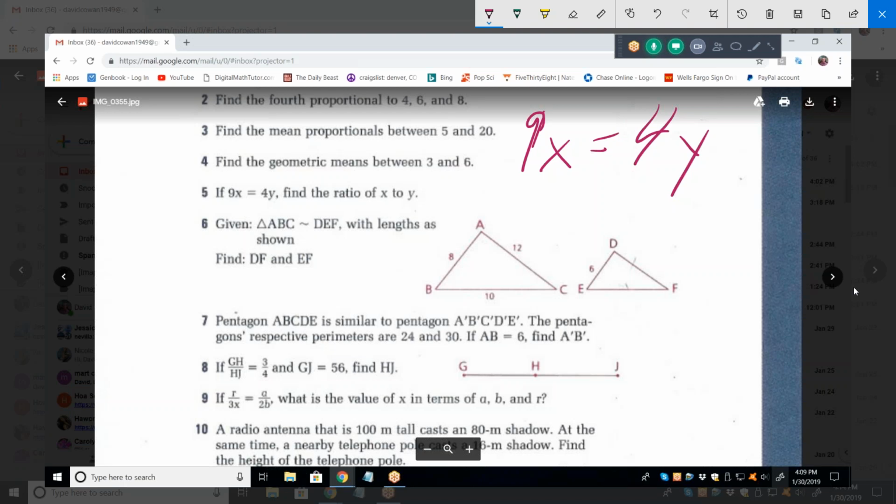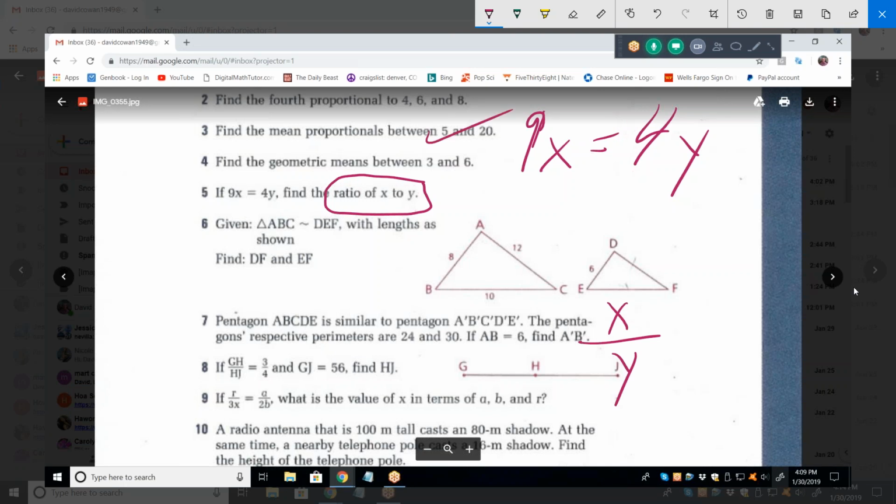What's the ratio of x to y? What do you have on one side of the equation when we're done? X and Y. Be specific. What does it have to say? What's the ratio of X to Y? How do I write that? X over Y. That's it. So that's what has to be on one side of the equation.